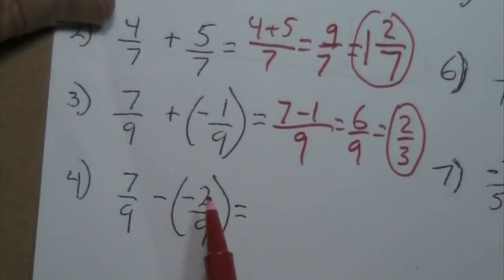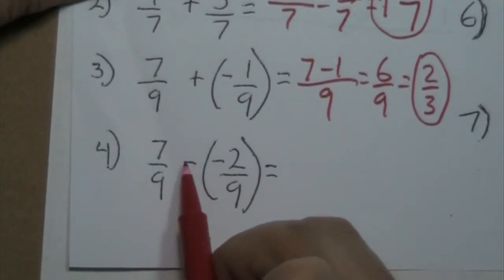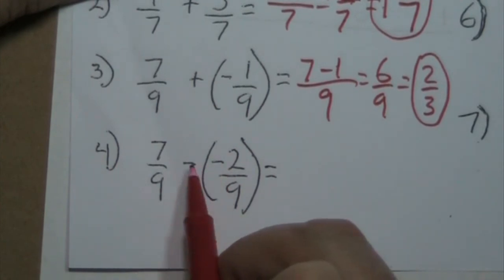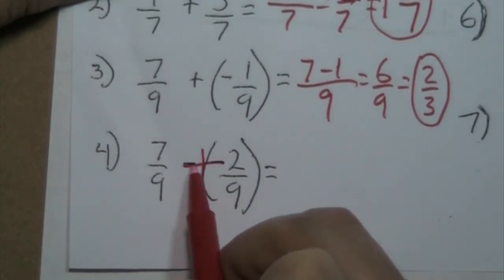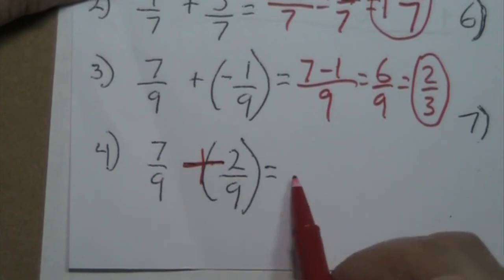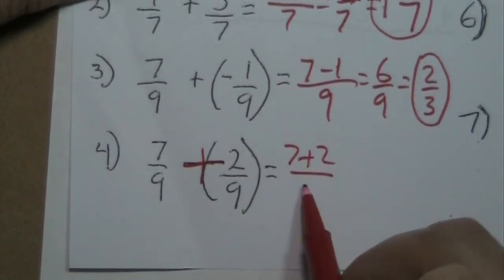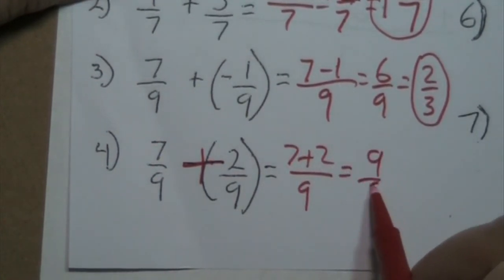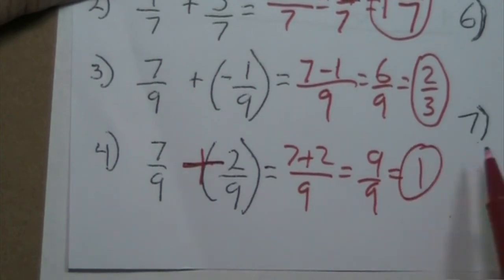All right, this time I have a double negative. So add the opposite, additive inverse. So now I just have 7 plus 2 over 9. That's 9 over 9. And that's 1.